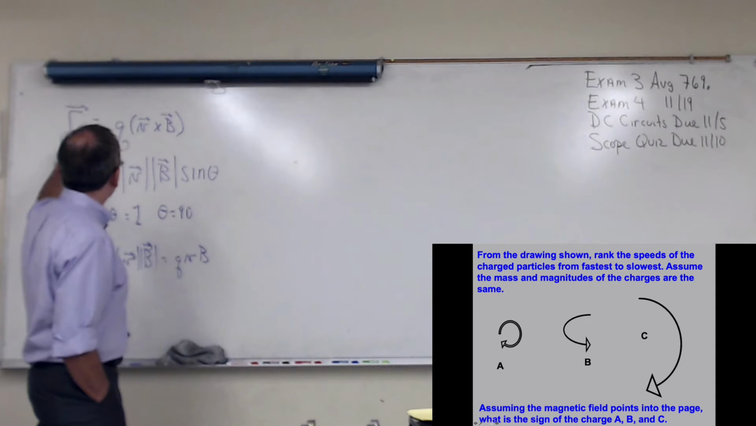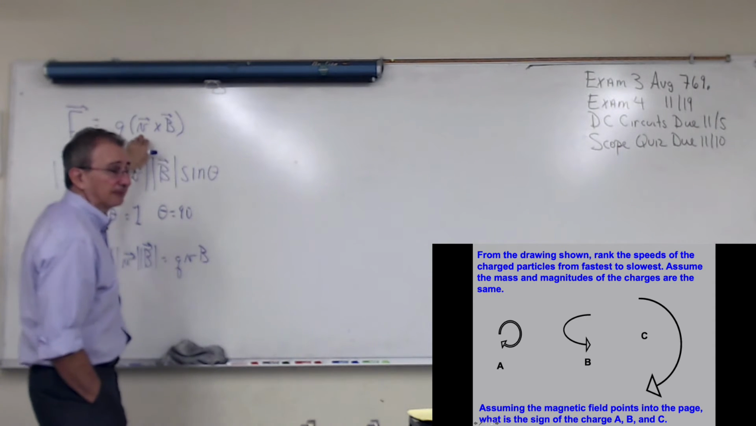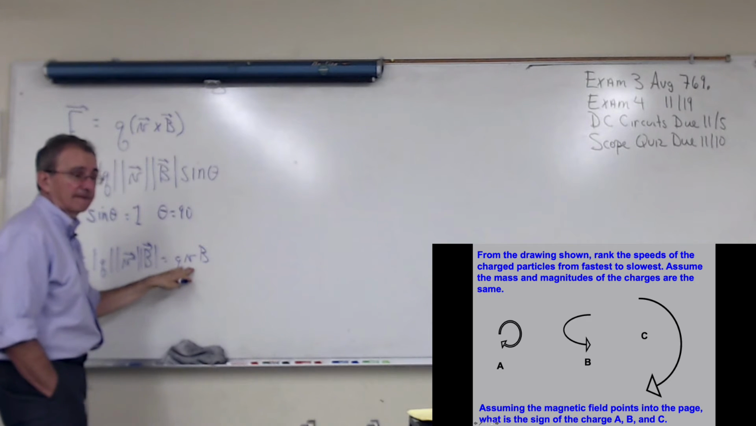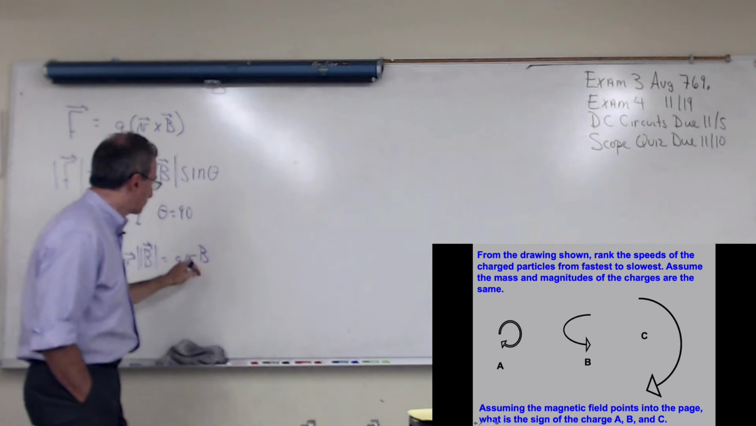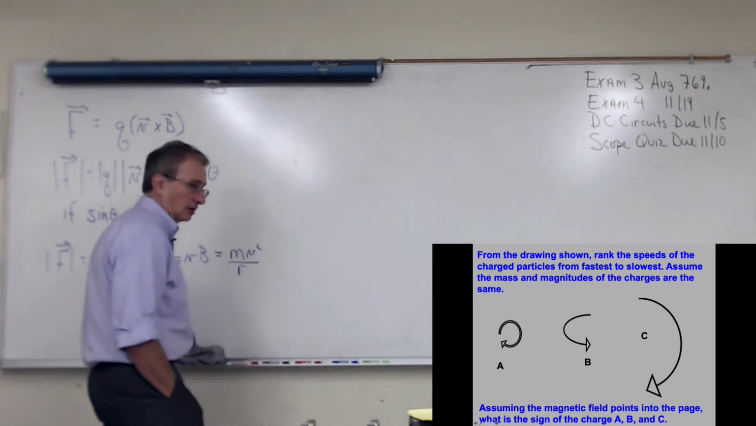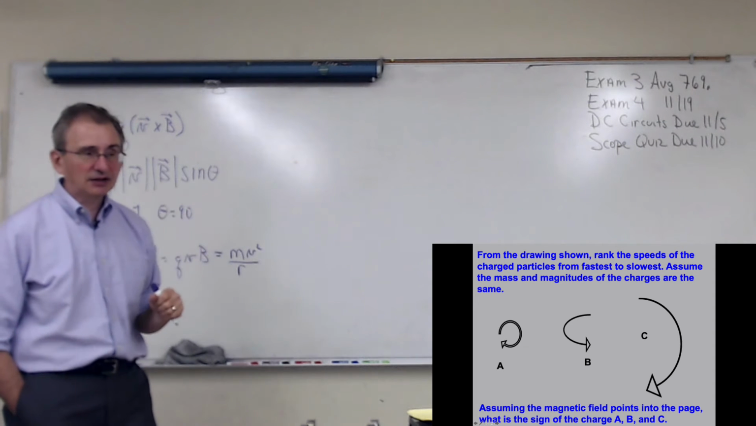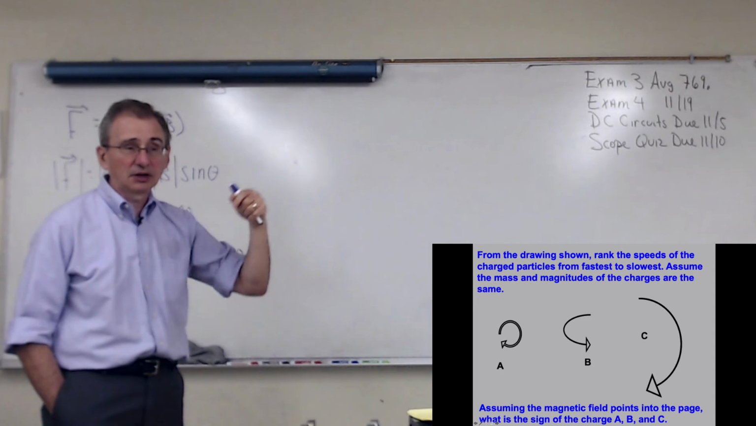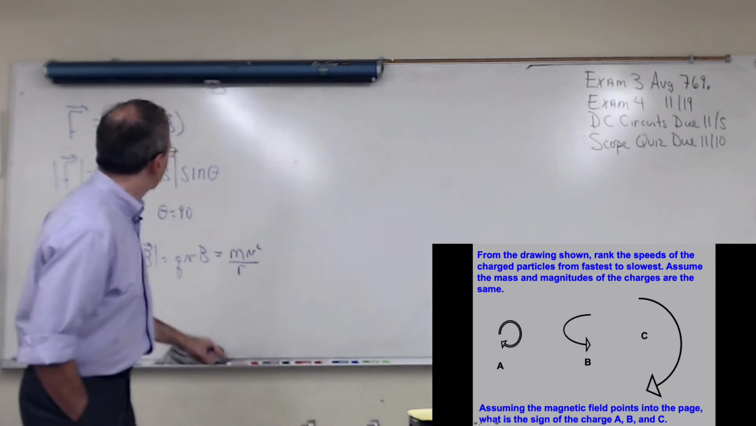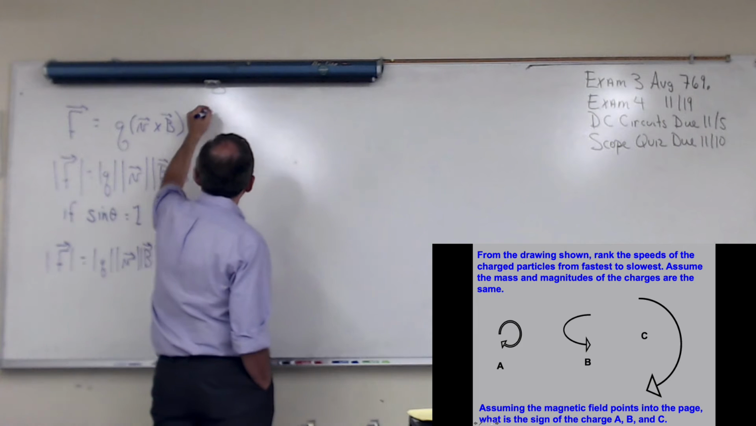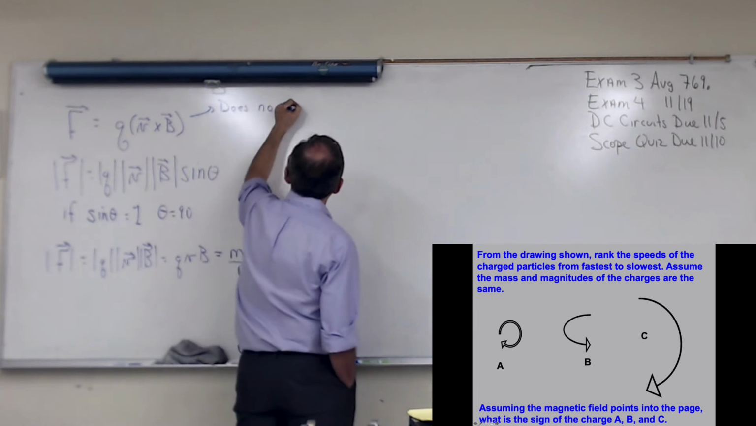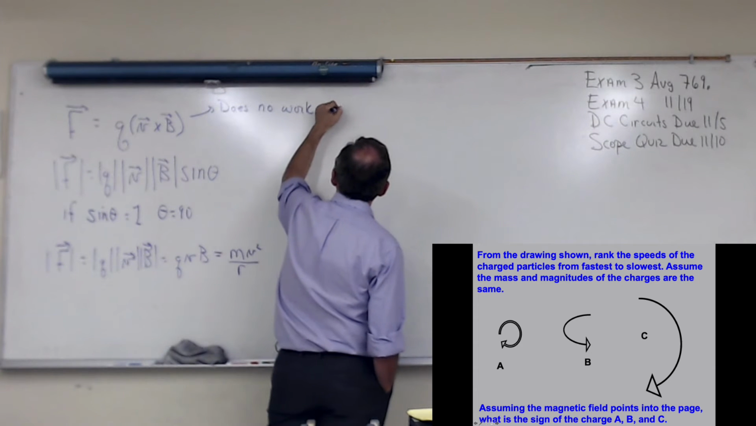Since the force vector is always perpendicular to V and B, the force will be perpendicular to the velocity vector. This is going to produce circular motion. You're going to have a centripetal acceleration. Just imagine again tying a rock to a string and whirling it around in a circle. The tension in the string is always perpendicular to the velocity vector. And so this force does no work on a charged particle.